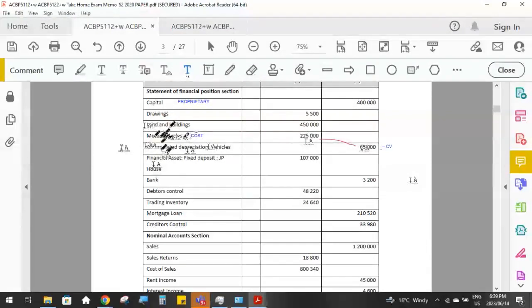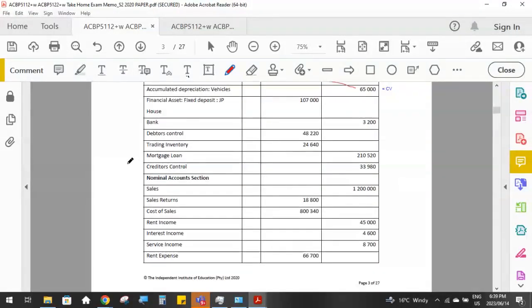Then we've got a financial asset, which is a fixed deposit. So that is an asset as well, but that's not a non-current asset. That's a current asset. And that is going to be a cash or cash equivalent. And bank is also cash or cash equivalent. Remember, you've got to be able to identify this for when you get to your, in case they ask you to do notes to the financial statements, you must know your groupings that belong together.